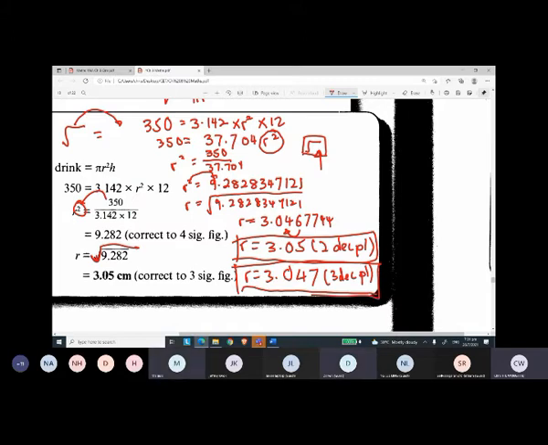Mr. Wong, how do you get 3.047? Is it the 3.046 rounded off? Yeah, that one is a round off. It's 3 decimal places. It's a round up. Oh, okay. Yeah, correct.